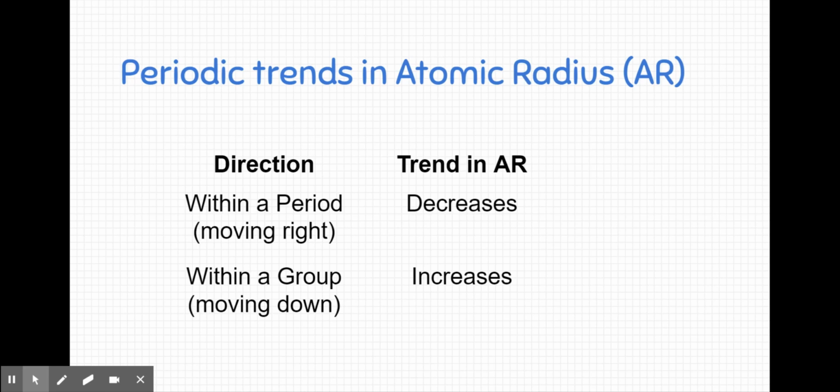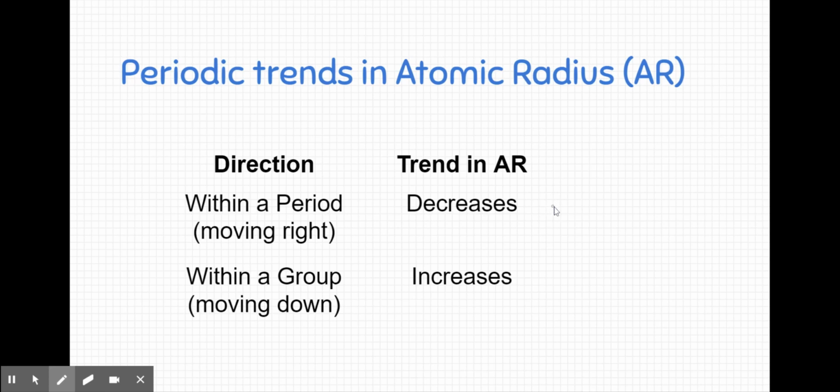So if we are moving within a period, and for the sake of simplicity, we'll always talk about moving right on the periodic table to start. So moving from group 1 towards the noble gases, group 18, the atomic radius decreases. If we're moving down a group from period 1 down towards period 7, the atomic radius increases. Now let's take a look at why that's the case.